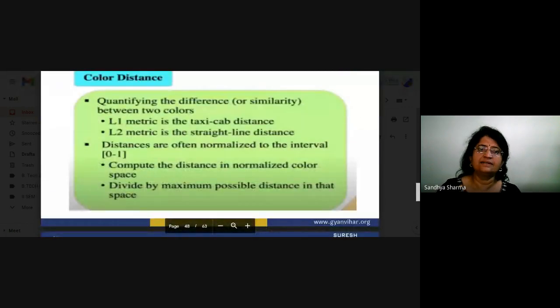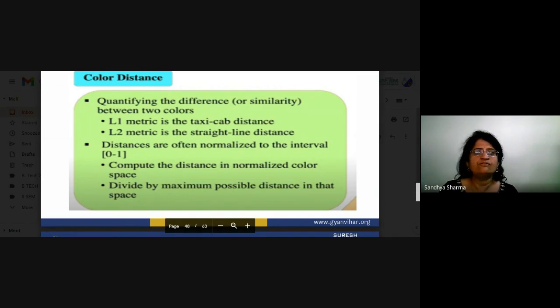What about the color distance? There is also a method for calculating color distances, quantifying the difference or similarity between two colors. So how can you calculate the similarity between two colors?